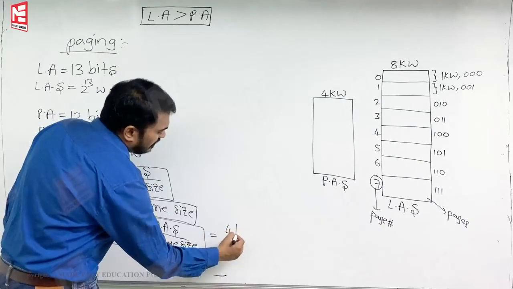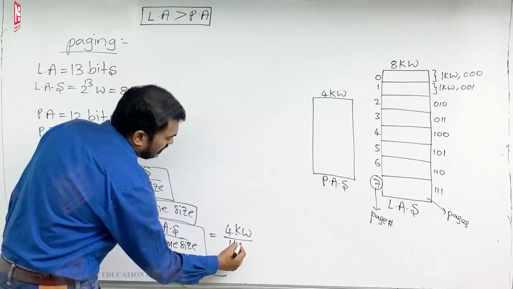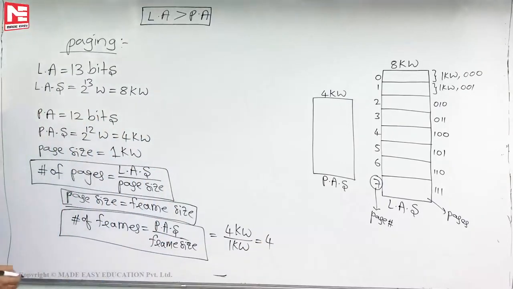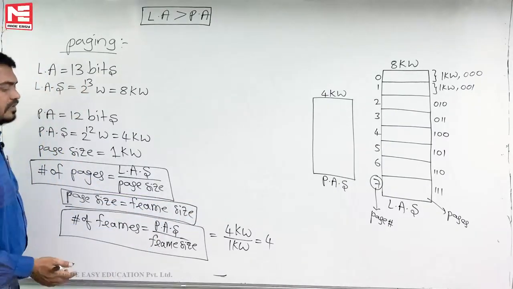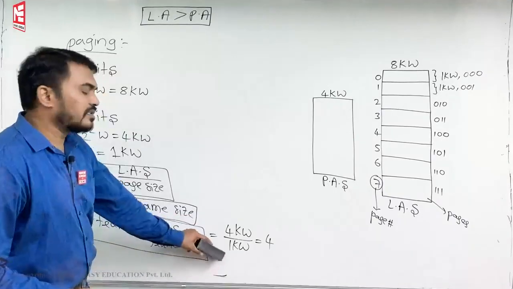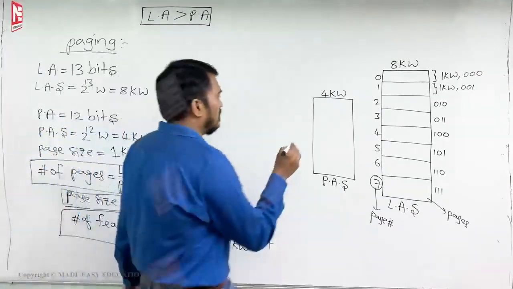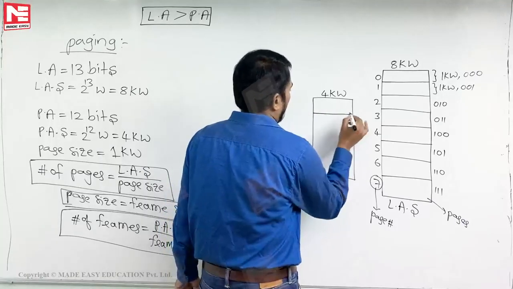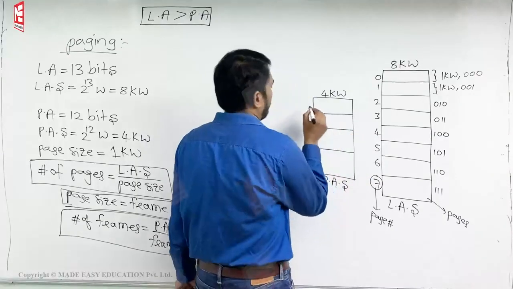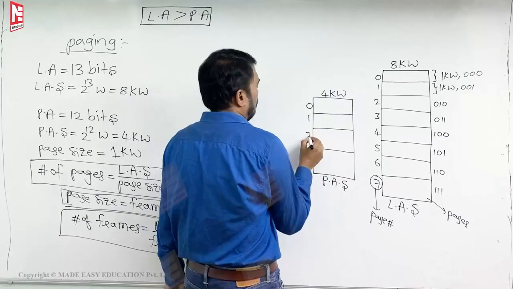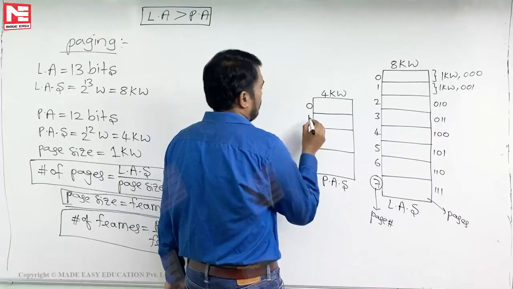How much is our PAS? 4 kilowatts. Frame size? 1 kilowatt. That is how many frames? 4 frames. Make the proper copy. So number of frames equals PAS divided by frame size. PAS is 4 kilowatts and frame size is 1 kilowatt, so the number of frames will be 4. You are going to have the 4 frames in the PAS like this: 0, 1, 2, 3.